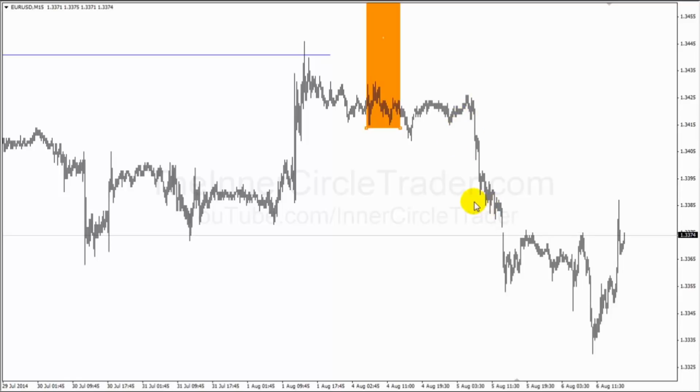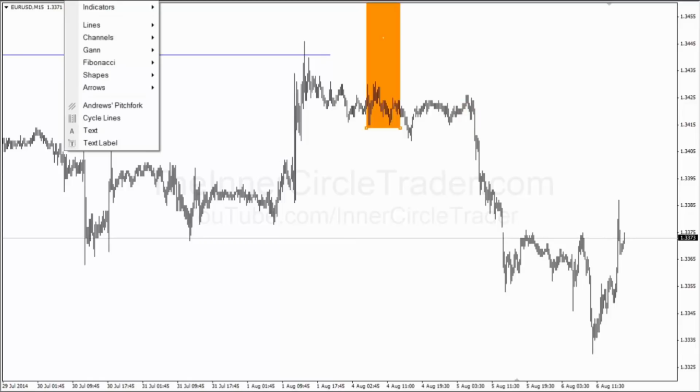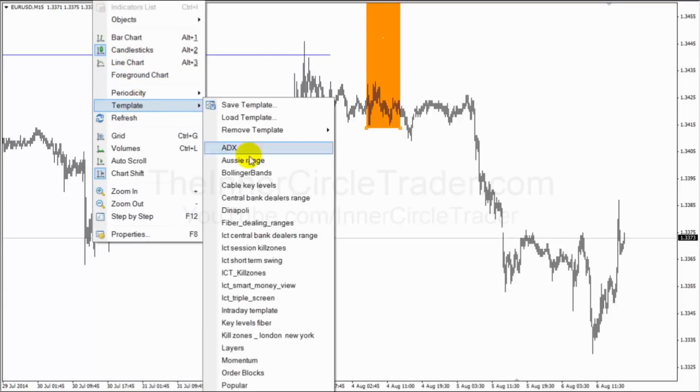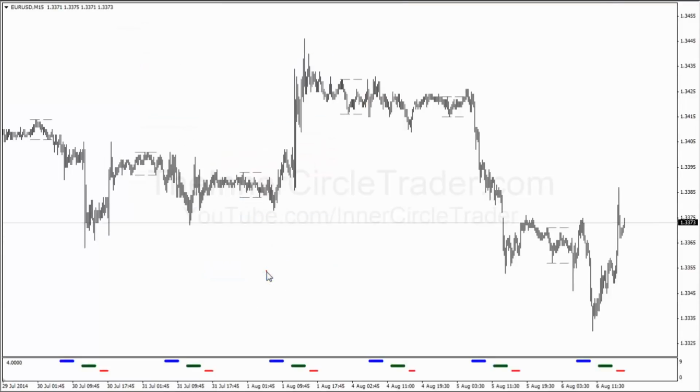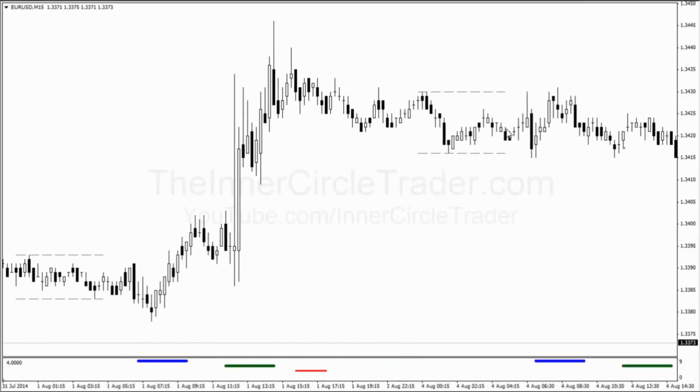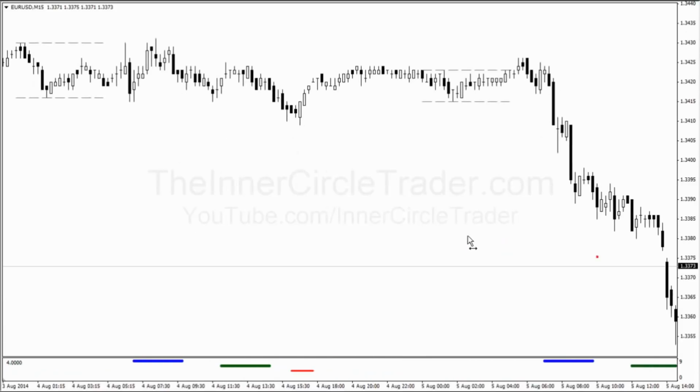Okay. Now, the time of day for this, let's look at that. And this is on August 5th. So this is yesterday. Let's do the kill zones and zoom in. So August 5th, right in here. So we have the beginning of London.